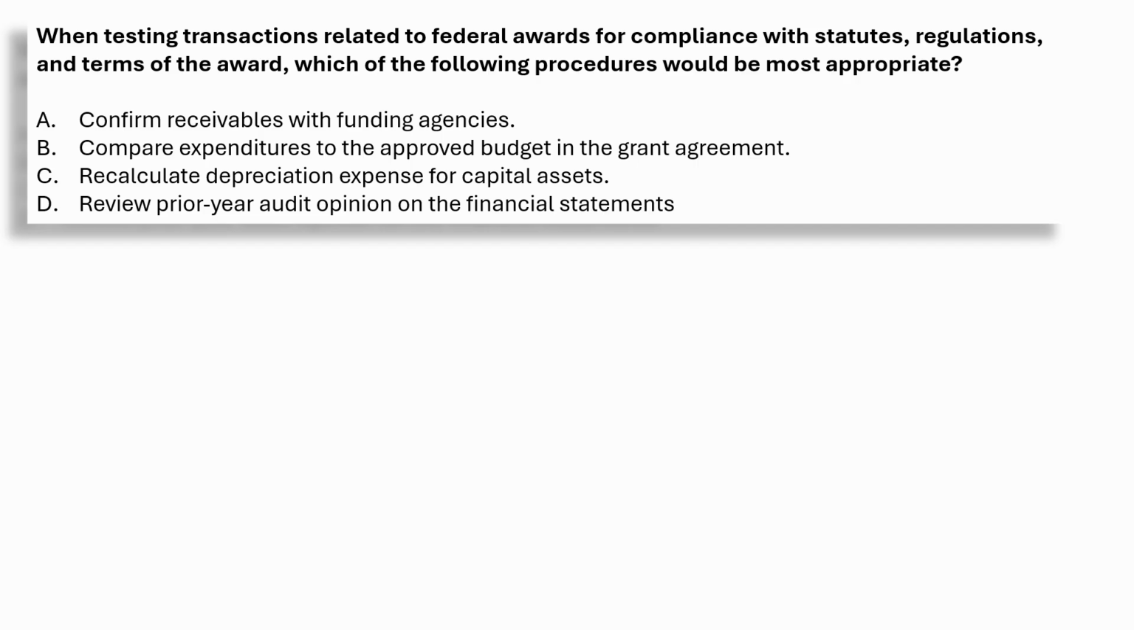Here's why. Confirming receivables with funding agencies, A, may test existence and valuation, but doesn't directly address compliance. Recalculating depreciation, C, is a financial reporting test, not a compliance test for federal awards. Reviewing the prior year audit opinion, D, provides background context but doesn't test current compliance. Comparing expenditures to the approved budget in the grant agreement, B, directly addresses whether funds were spent in accordance with statutes, regulations, and the award terms, exactly what compliance testing is about.